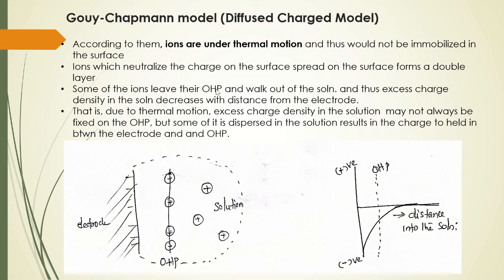So that is the difference from the Helmholtz-Perrin model. In the Helmholtz-Perrin model, it was like the charges were fixed on the surface of the electrode and the interface of the electrolyte. But in this Gouy-Chapman model, they say we cannot say that these ions are completely fixed or immobilized, but they are under thermal motions, and the excess charge density in the outer Helmholtz plane will not be exactly equal and opposite to that on the surface of the electrode.